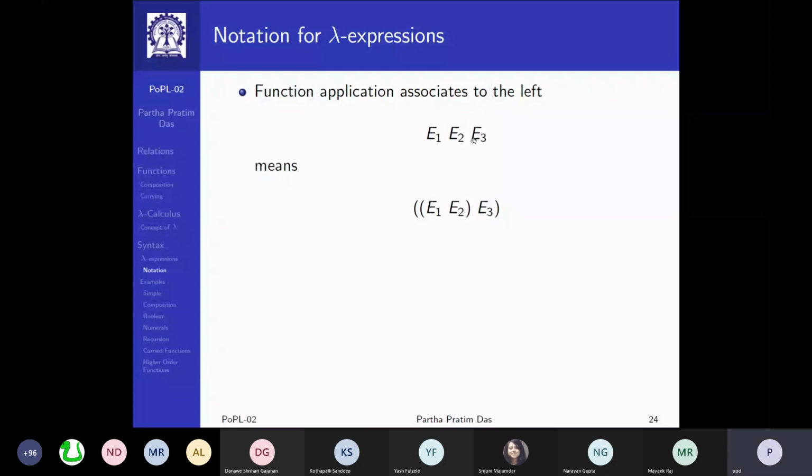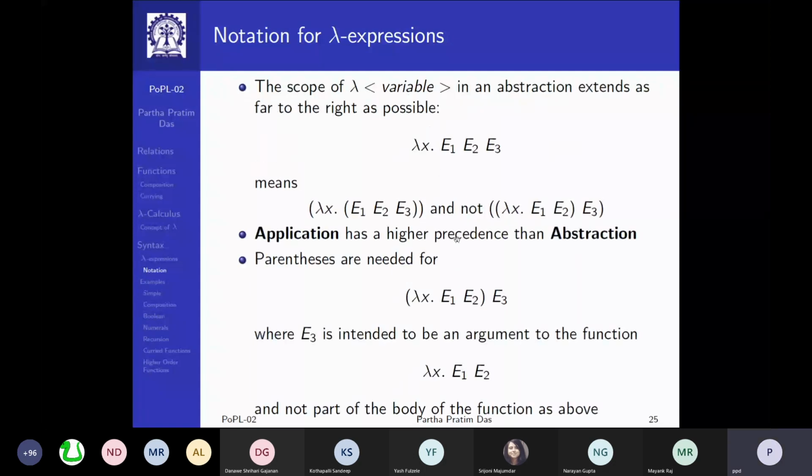But if I just write without parentheses, this is what it means. Okay? So the scope of a bound variable in the abstraction extends as far to the right as possible. So if I write lambda x dot E1 E2 E3, it means lambda x as if there is a parenthesis here. So this whole thing is taken as a body, and x is a parameter to that function body.